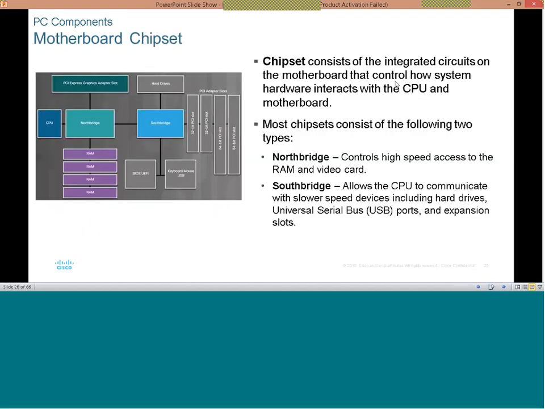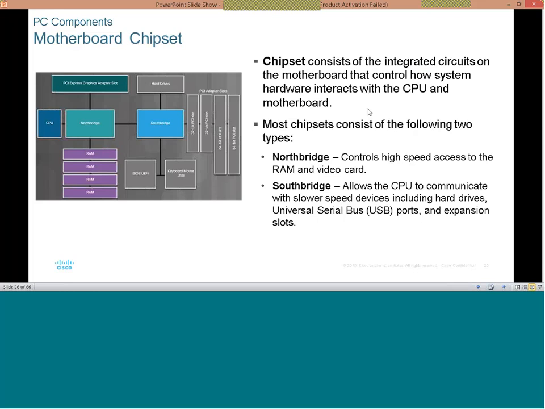Okay. So I've explained the chipset also. It consists of integrated circuits on the motherboard that controls how system hardware interact with the CPU and the motherboard. So that's what the chipset does. And most chipset consist of the following. They consist of two types.